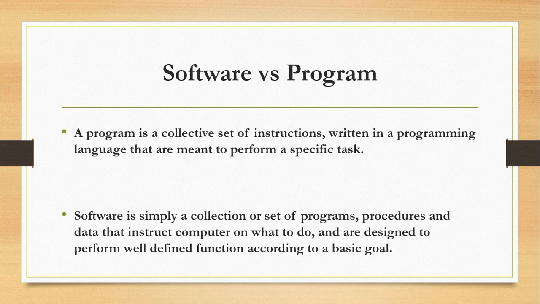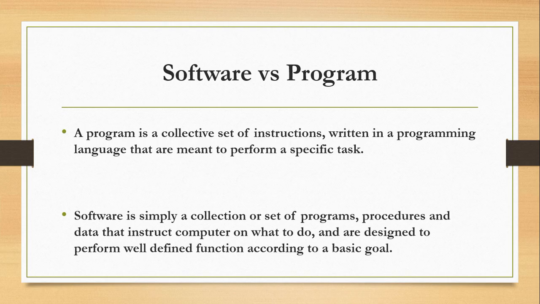In this case, a software does not only consider just the program. The program is just part of software. When we talk about software, we'll have multiple programs, that means a set of programs. The programs work with other elements like the user interface and the likes. As you can see from the definition on your slide: programs, procedures, and data, all brought together to instruct the computer on what to do, specifically according to a basic goal.